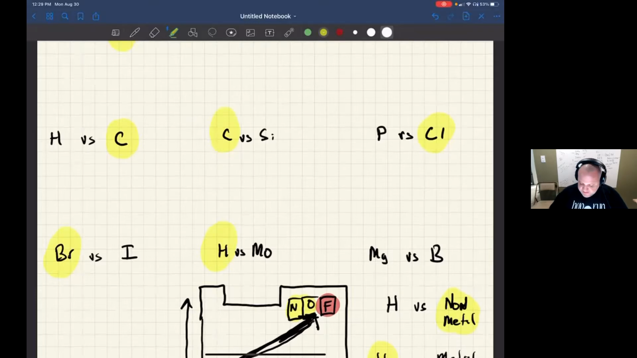And now we have magnesium versus boron. Boron is higher and also further to the right than magnesium, and so we'd say boron is more electronegative. Okay, that's all there is to this one.